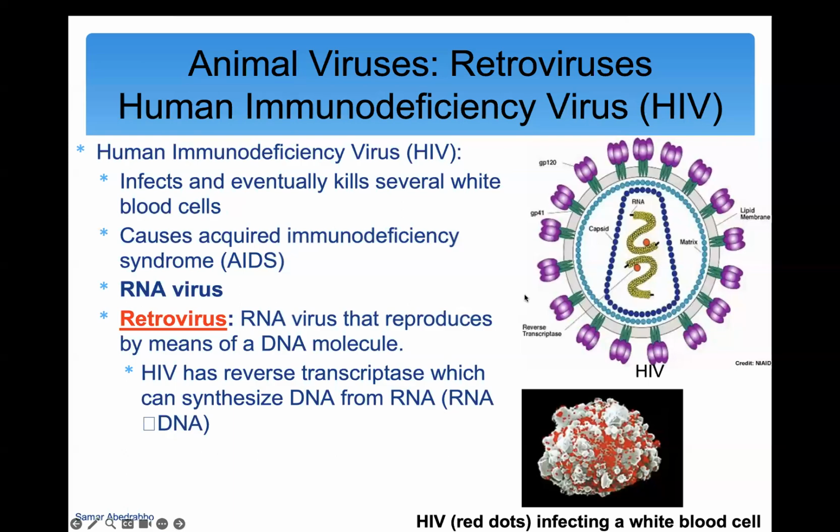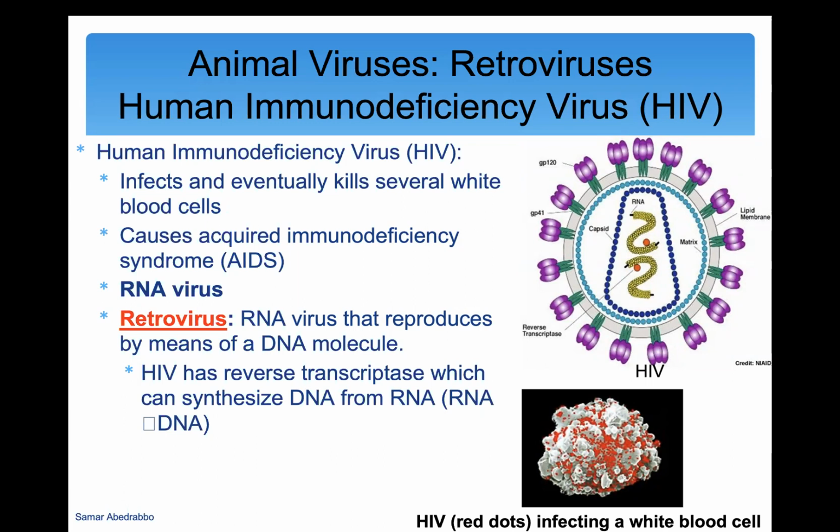Another special type of animal virus or human virus is HIV, human immunodeficiency virus. It's a type of retrovirus, which we haven't talked about yet. And this is a group of RNA viruses that have a very unique replication process because they can do reverse transcription. Now, just to begin with, I just want to say what HIV is.